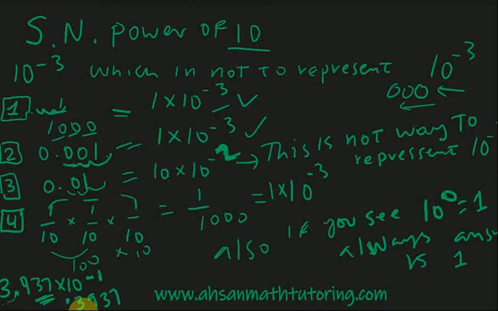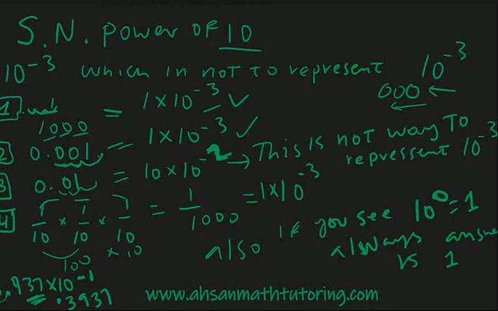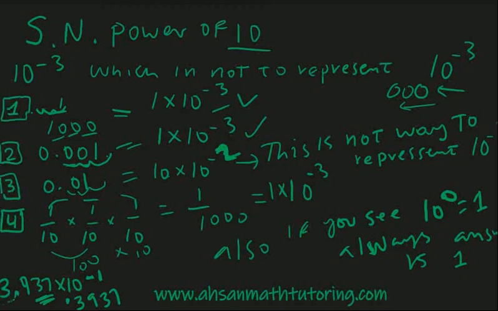This is how you do powers of 10 for scientific notation. Any 0 power is equal to 1. Any number that has 0 power is equal to 1. All right, so this is how you are going to show your work for scientific notation with powers of 10.